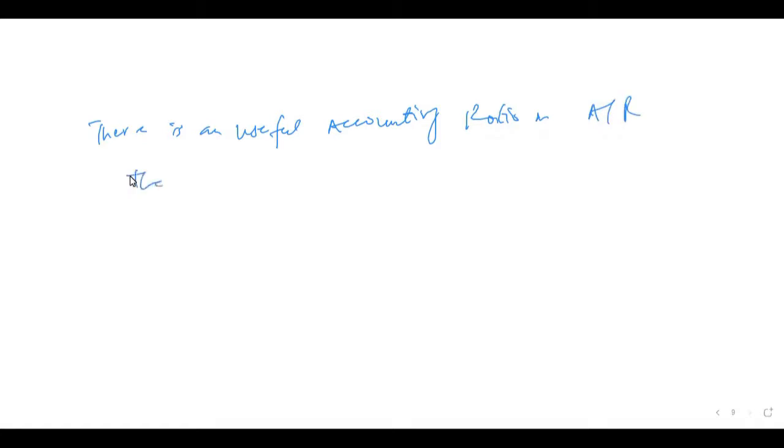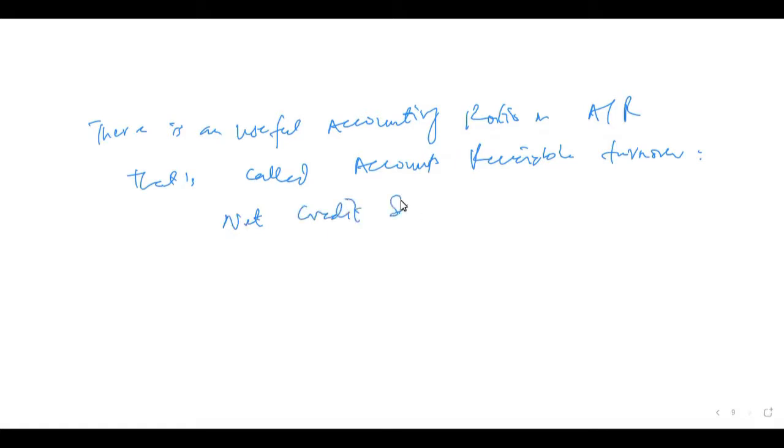Plus, there is a useful accounting ratio on accounts receivable that's called accounts receivable turnover. The way you calculate accounts receivable turnover is you take net credit sales, because it's about accounts receivable, so it has to be credit sales. So you have to separate out. You have to be very careful. You should not take cash sales. It has to be credit sales.